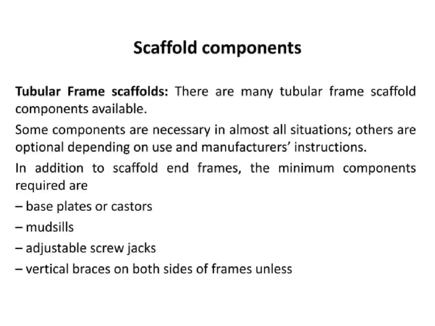Frame-only system. Guardrails, mid-rails, and toeboards, ladder access and access ladders. A typical tubular frame scaffold includes components such as end frames, base plates or casters, mudsills, adjustable screw jacks, vertical braces, guardrails, mid-rails, toe boards, ladder access, and access ladders. The components are based on the type of scaffolding being used and the manufacturer's instructions. Some components are necessary in almost all situations while others are optional.